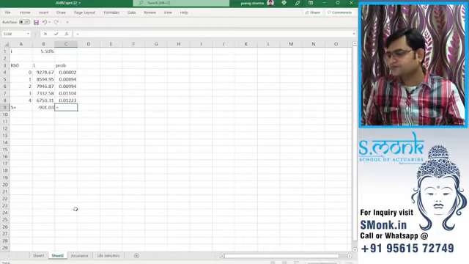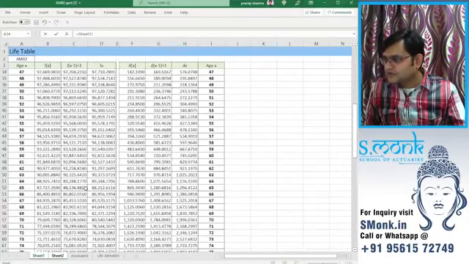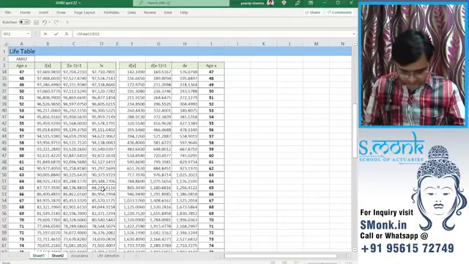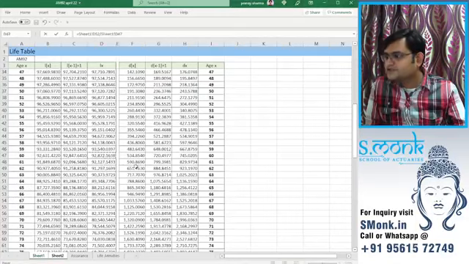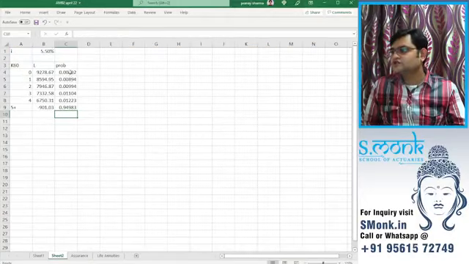So I'll say equal to, let's go to the sheet here. If the person survives for 5 years, that means age 65, that would be l65 divided by l60. Yes. So this becomes the probability that a person would survive.